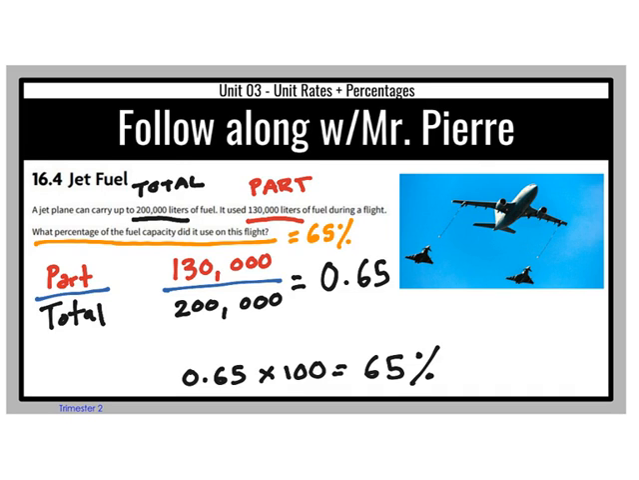Now that we've got our answer, let's see what steps we created. First, we had to determine what's going to be the part over total. And once we have that fraction of part over total, we can then divide to create a decimal.